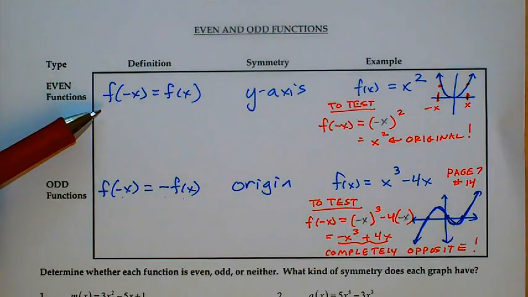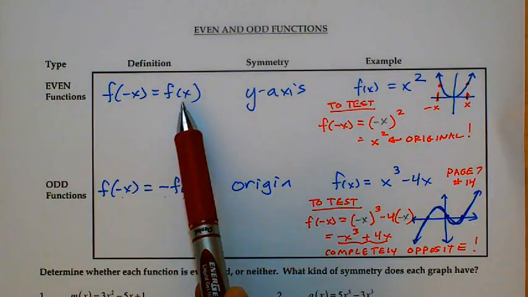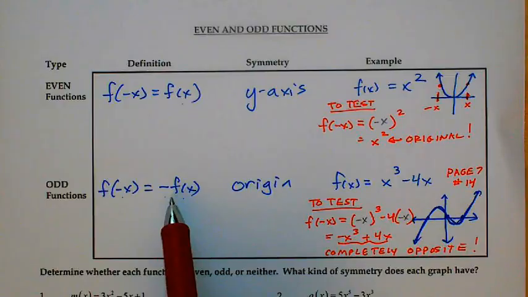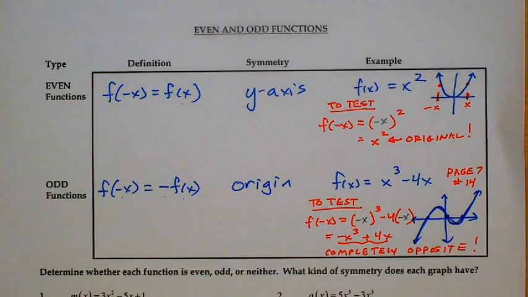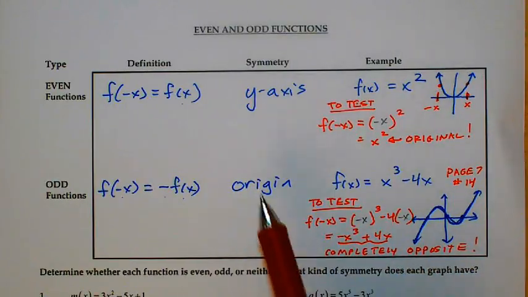Even functions, there's a specific test we need to do to test if something is an even or an odd function. Both tests start out the same way. We simply replace all of the x's with negative x and then see what happens. If we do that and we get the original function back, it's an even function. And if we replace all the x's with negative x's and then we get every sign reversed, we will call that an odd function. And even functions have symmetry with the y-axis, odd functions have symmetry with the origin.